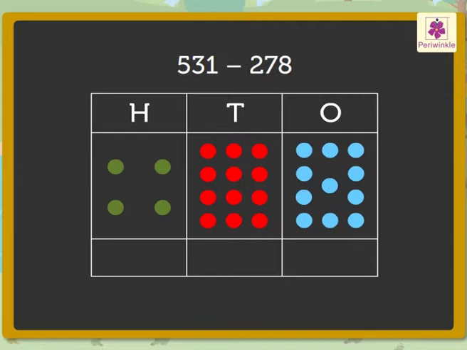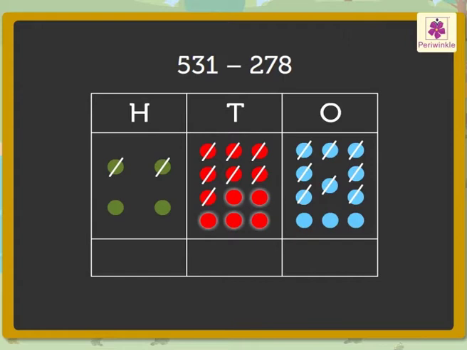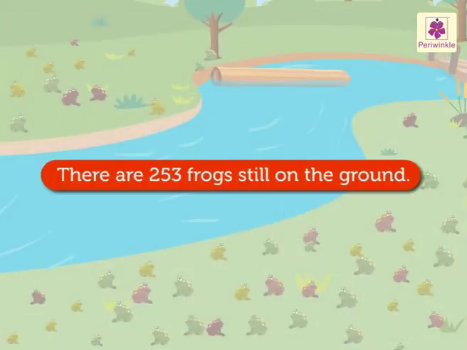Now, let us cancel 8 blue dots, 7 red dots and 2 green dots. We are left with 3 blue dots, 5 red dots and 2 green dots. So, we get in all 2 hundreds, 5 tens and 3 ones, which is equal to 253. There are 253 frogs still on the ground.